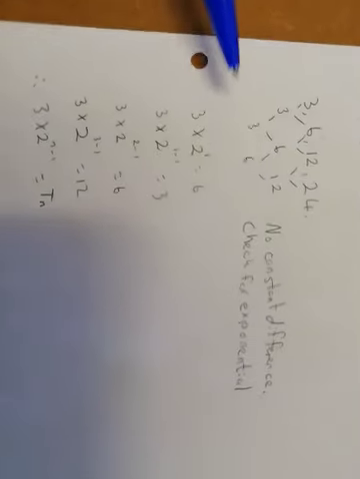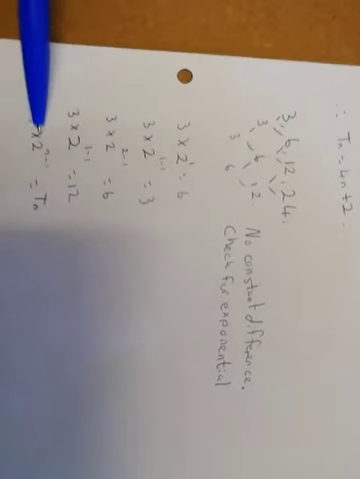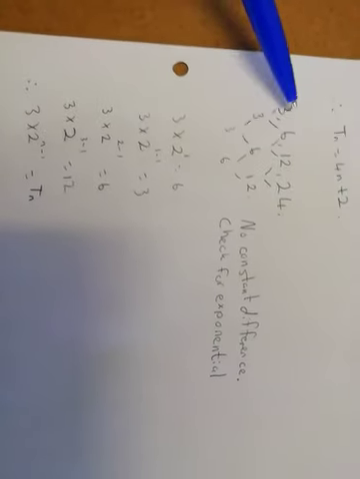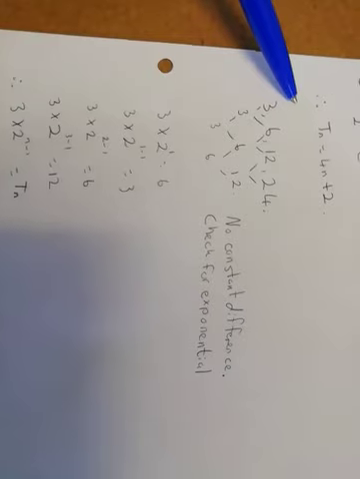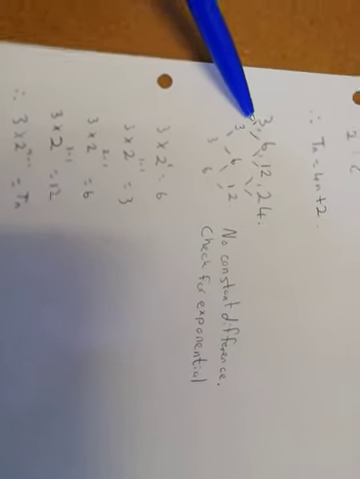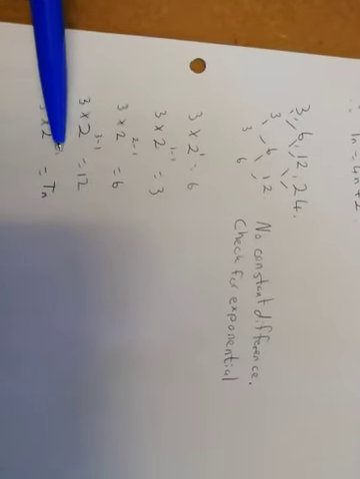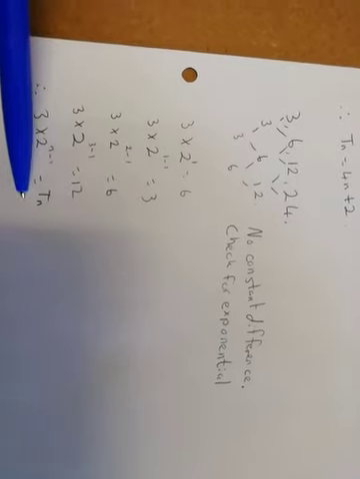And then you should be able to start to see that if you say 3 times 2 to the power of the term number minus 1, you get the term you want. So you can say that 3 times 2 to the power of n minus 1 is equals to Tn.